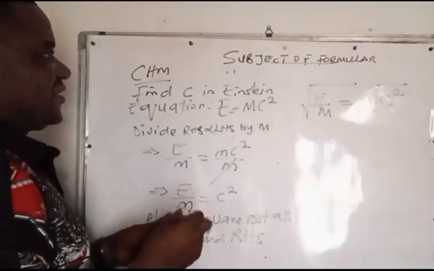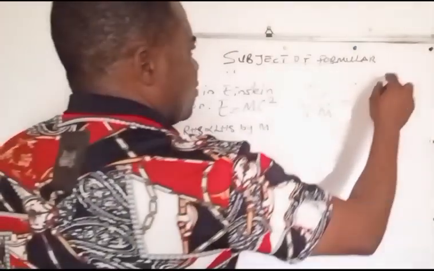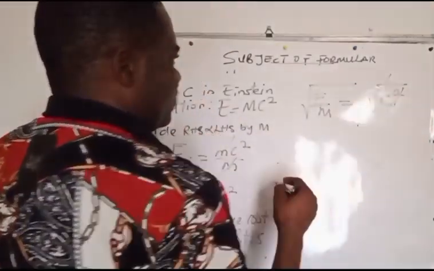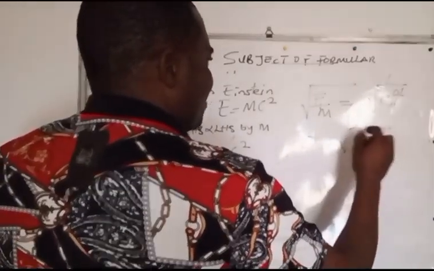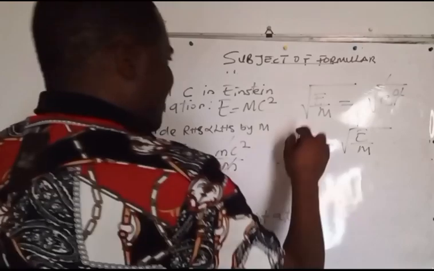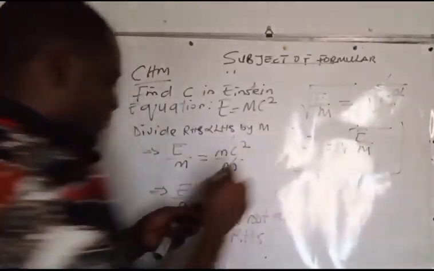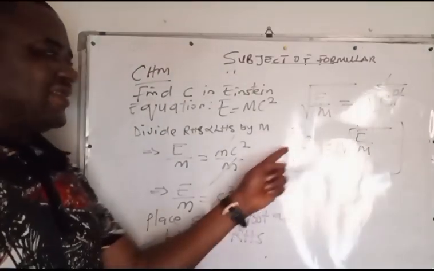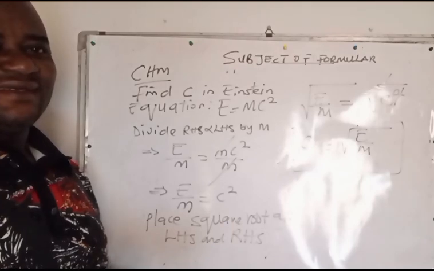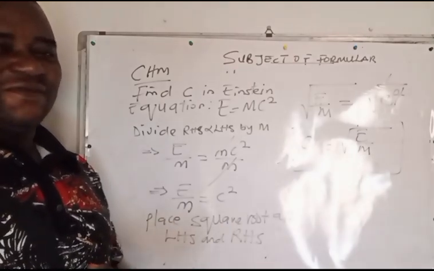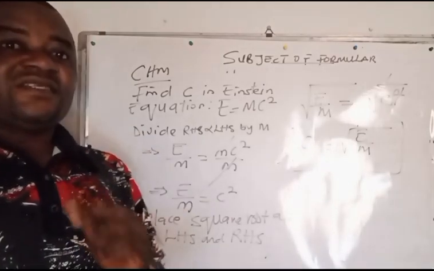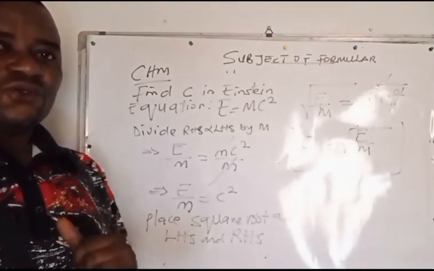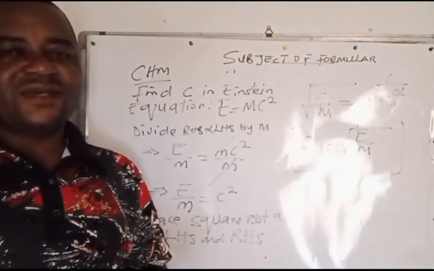And when we have this, the square root sign here will cancel the 2. So we have C is equals to square root of E over m. In that way, we have been able to make C the subject of the formula. Very wonderful and very beautiful. Basic principles in mathematics assist us so well to also solve mathematical problems in chemistry.